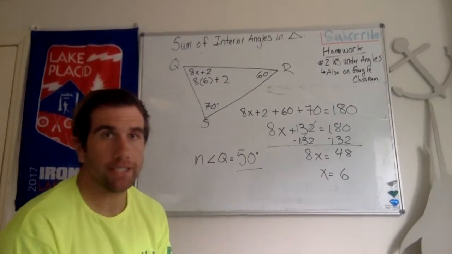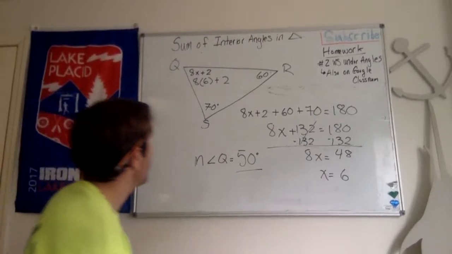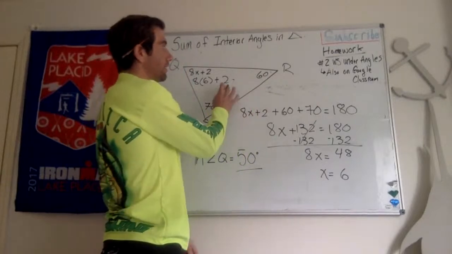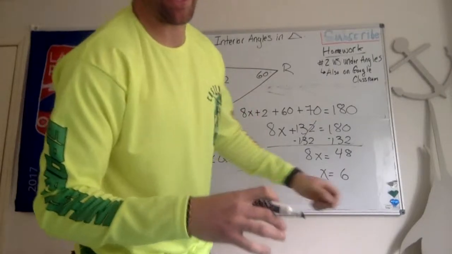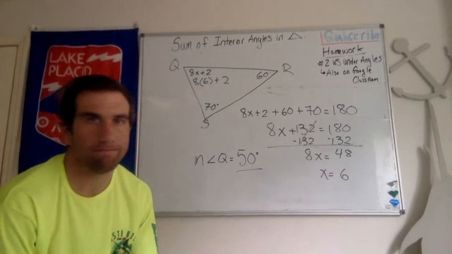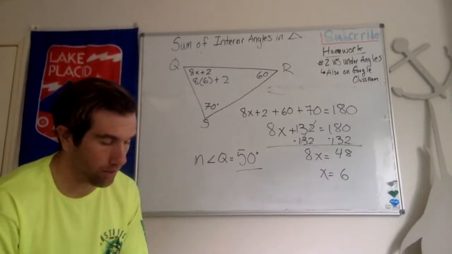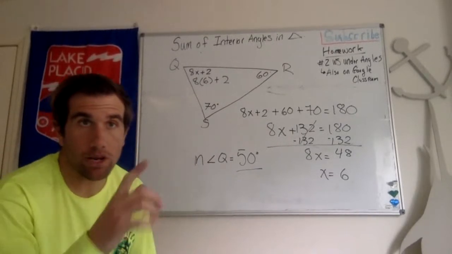The biggest thing you need to take away from this is that the angles will always equal 180 degrees in a triangle. So if you can remember that, just to add them up and equal to 180, you're not going to have an issue with this whatsoever. Any questions with this?